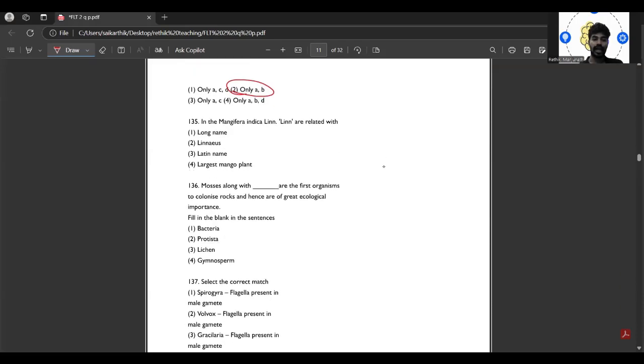So next we have, in Mangifera indica, Linn. Linn is related with what? That is the question. So option 2, that is Linnaeus. Linn is nothing but Linnaeus, the scientist's name. So this was all about the botany topic.